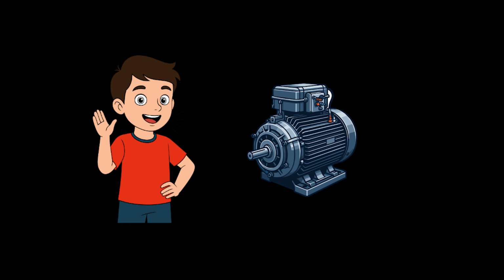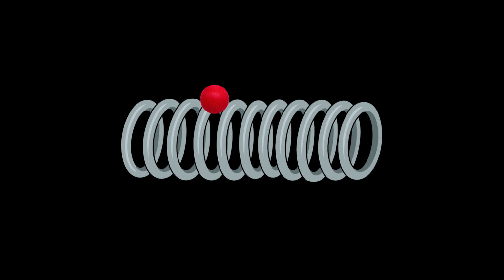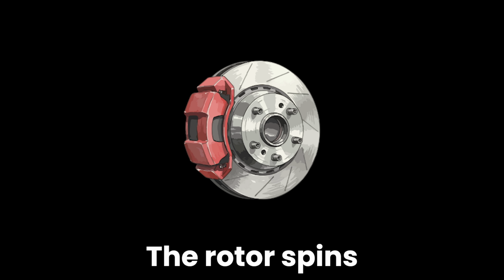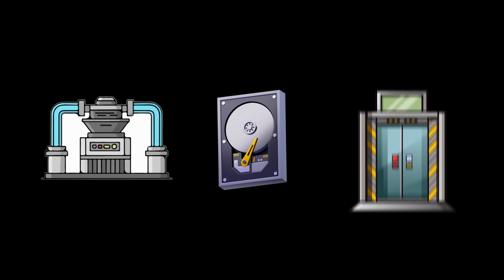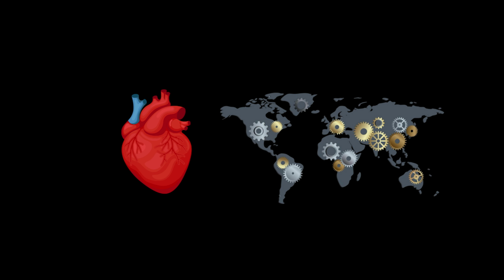Let's talk motors, one of the most important electrical inventions in history. Electric motors convert electrical energy into motion. Electrons flow in a coil. This creates a magnetic field. The field pushes against magnets, the rotor spins. That same principle powers fans, washing machines, cars, factory machines, hard drives, elevators. Electric motors are everywhere. They're the heart of the modern mechanical world.